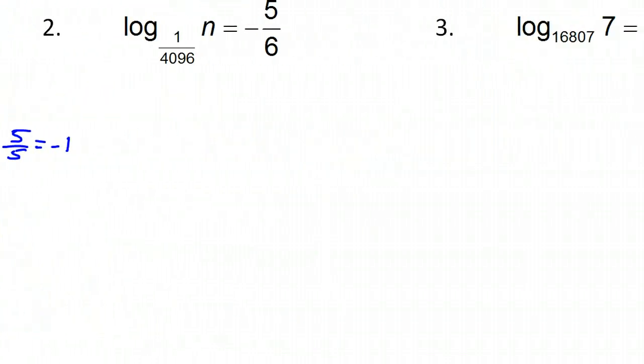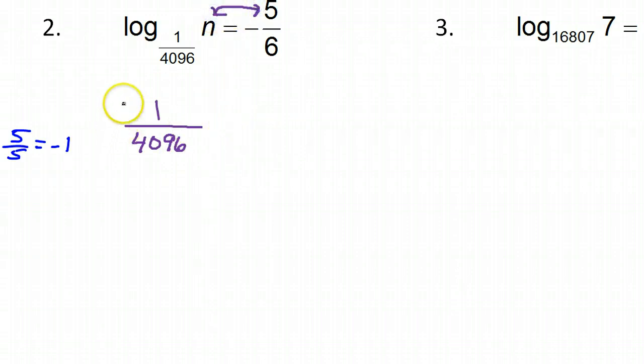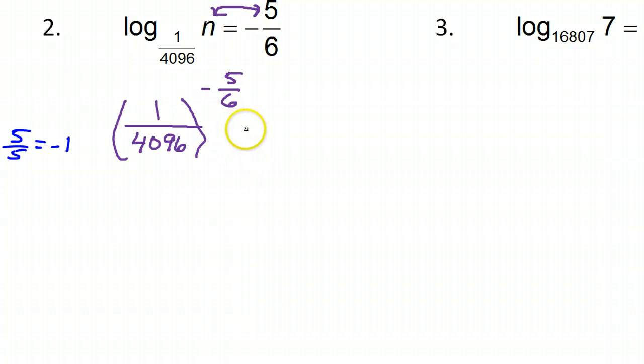Alright, take a look at number 2. Once again, this ugly fraction is the base. So let's start with bringing that down. So that means starting with the base of 1 over 4,096. And then basically these two things are going to switch places. So if I've got this base, and this is going to be to the negative 5/6 power, and that's going to equal n.